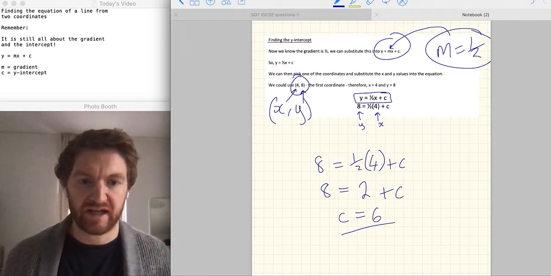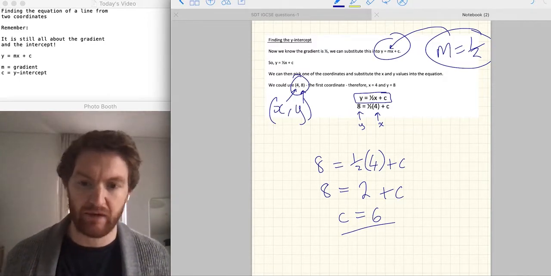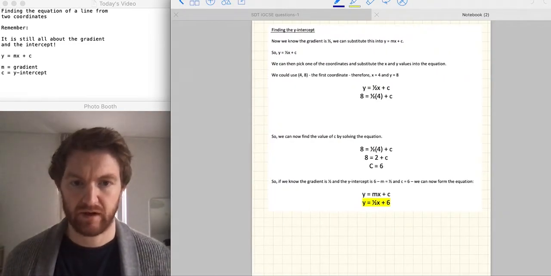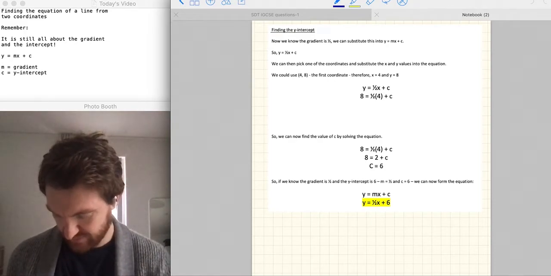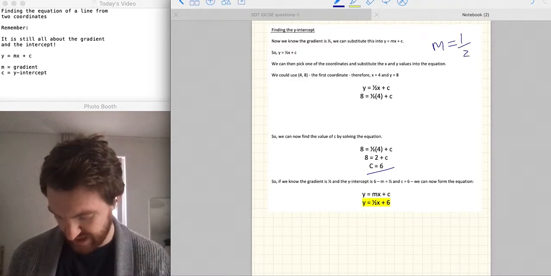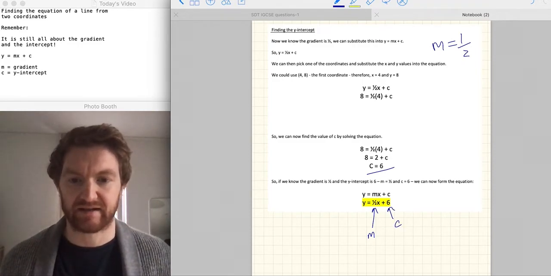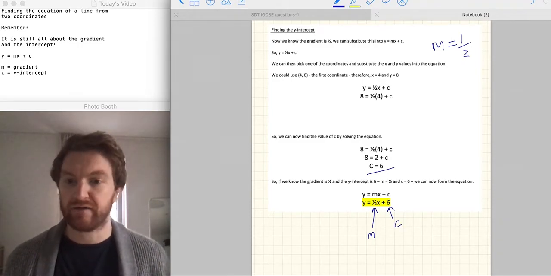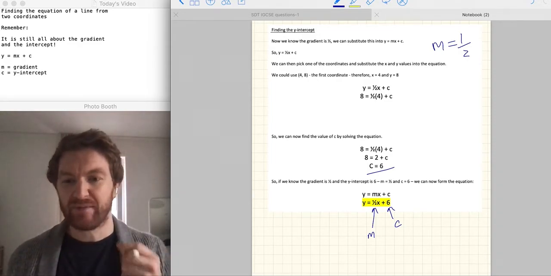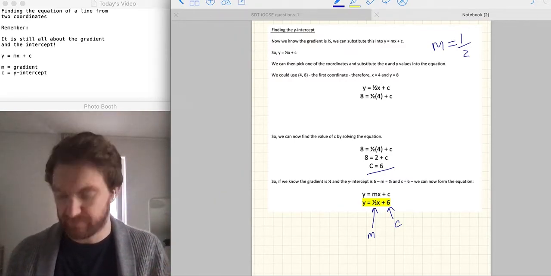Once you've got the intercept and the gradient, and we know y is mx plus c, we know m and we know c, then we can simply put them in. We found the intercept was 6, and we know the gradient is a half, because that's what we did at the beginning. So we can just put the m value in and the c, and we get y is half of x plus 6. And that is how you find an equation from two coordinates. It's the same idea as when you can see the line, except obviously you're not going to draw it. I mean, you could, but you're not going to.